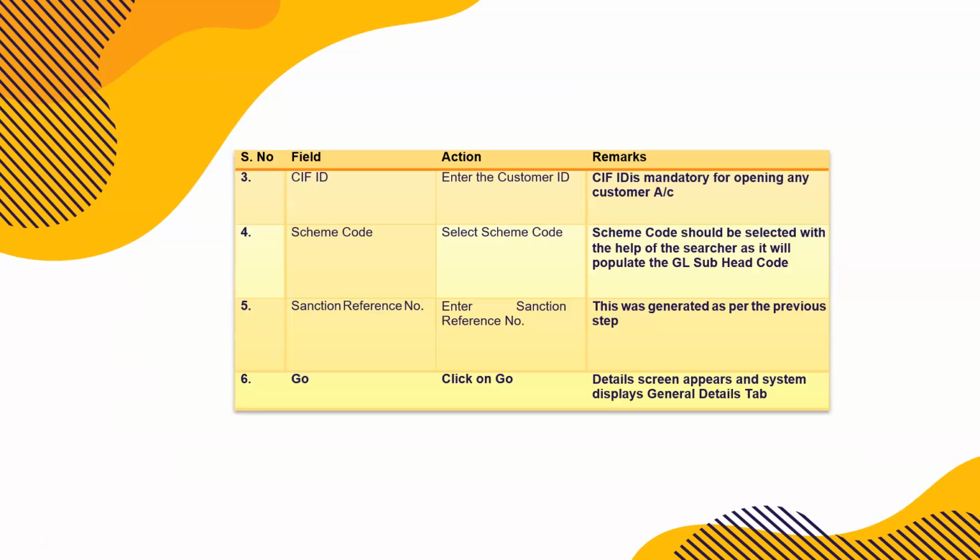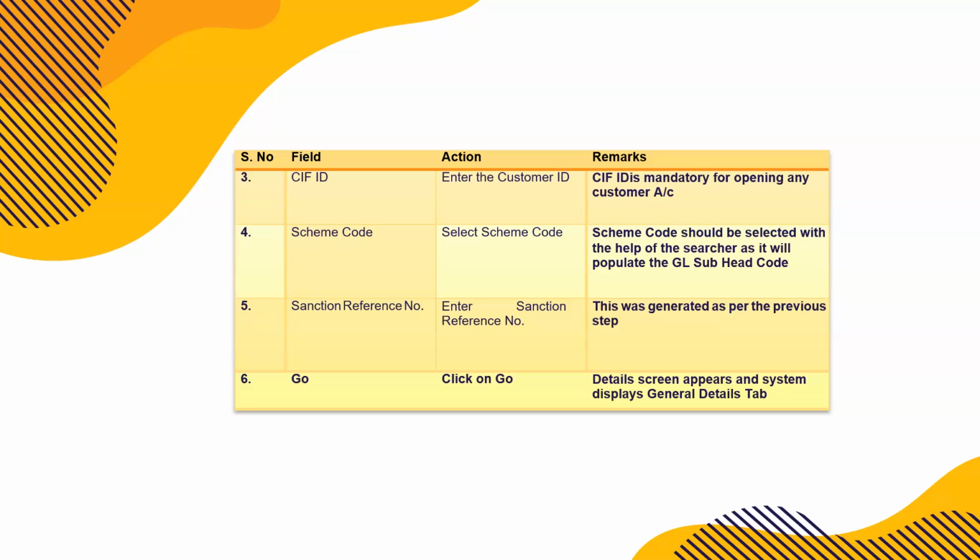And I must have the corporate CIF ID for opening any overdraft or cash credit account. That is essential. So I enter the CIF ID, which I've already generated in the CRM module of Finacle. So I must have this corporate CIF ID. This is mandatory for opening any customer's account.